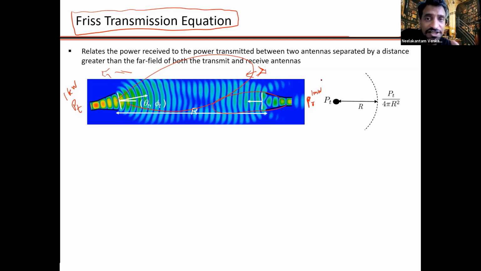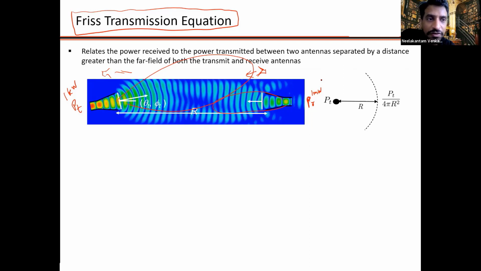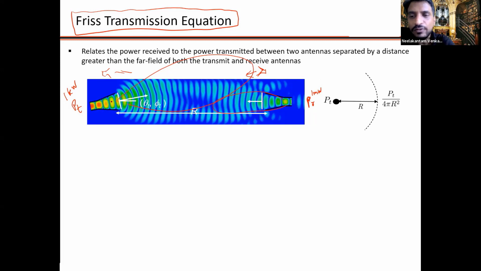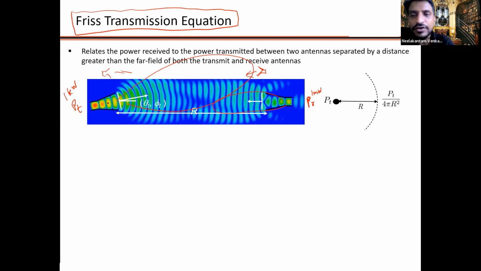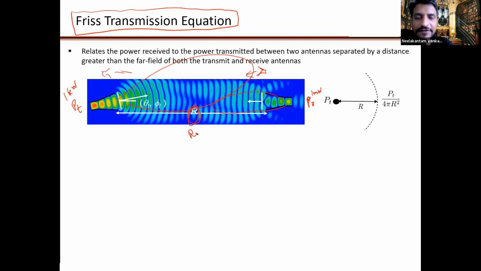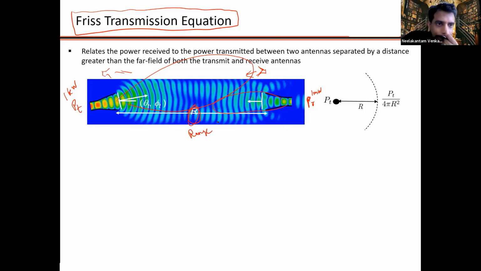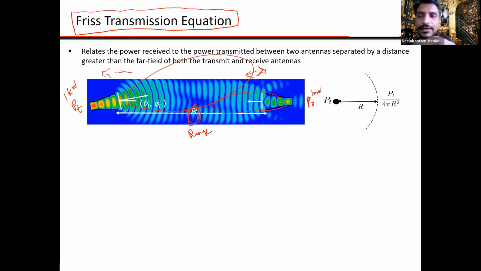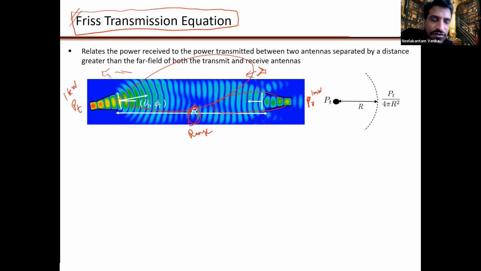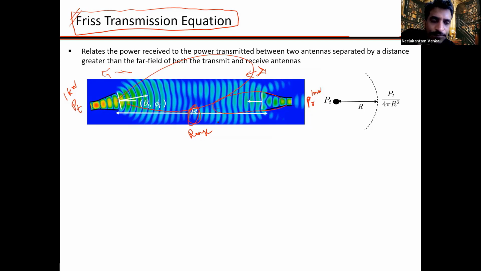Then it becomes the antenna engineer's job or the base station radio network planner's job to determine what should be the transmit power, how it should be oriented, what is the maximum range you can have, and so on and so forth. To do that, this equation called the Friis transmission equation becomes useful. Friis is the name of the person who discovered it.